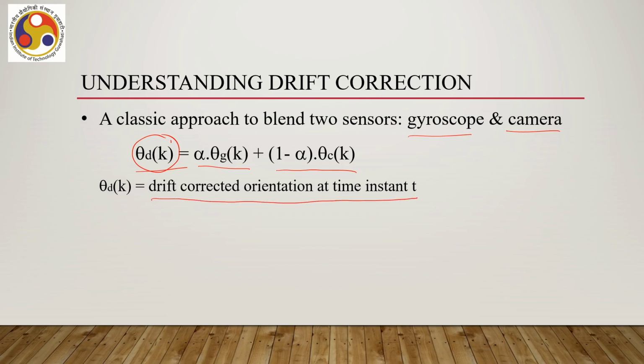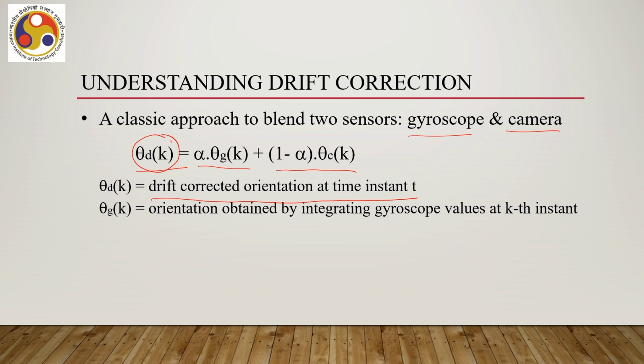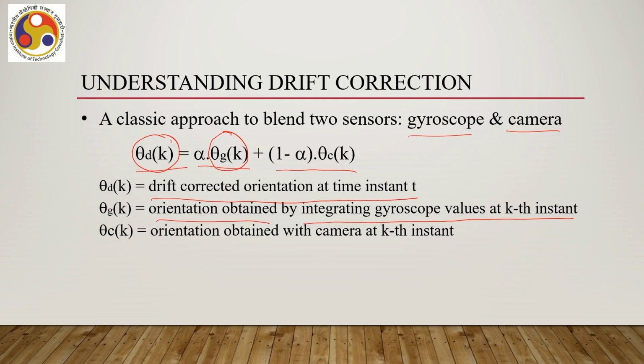Then theta gk is the orientation obtained by integrating gyroscope values at the kth instant through that integration phase. Theta ck is the orientation obtained with the camera at the kth instant. So, we have two different sensors, we apply integration to each of those sensors and obtain the corresponding orientations separately, and then we combine them through this expression as shown here.